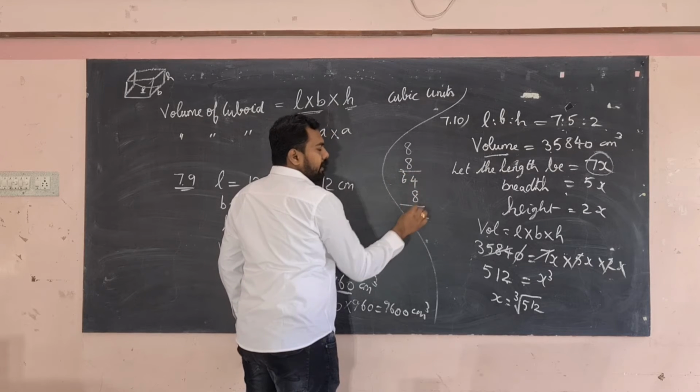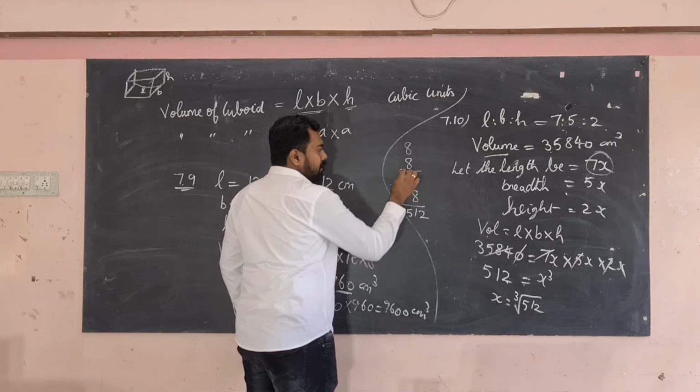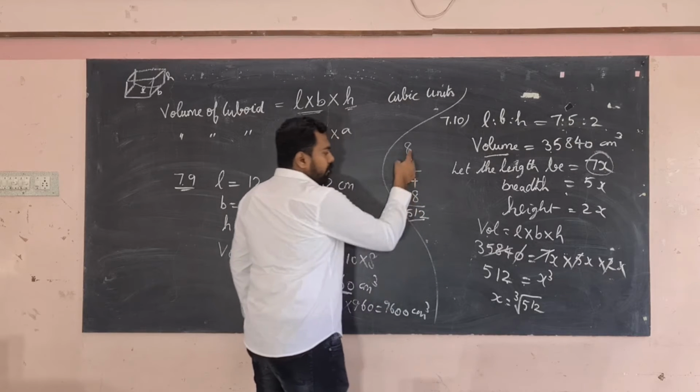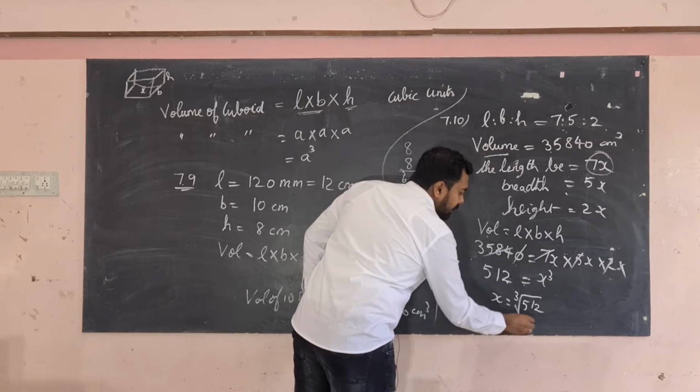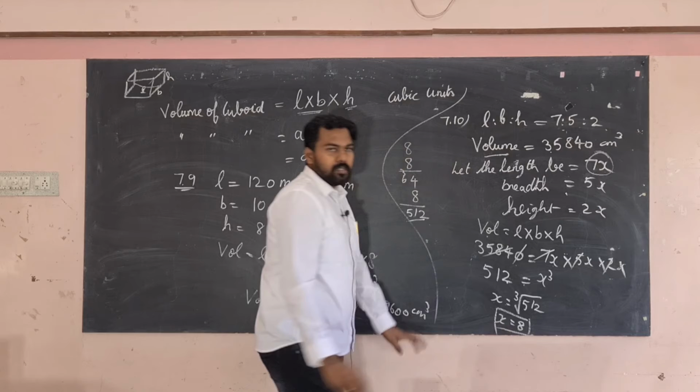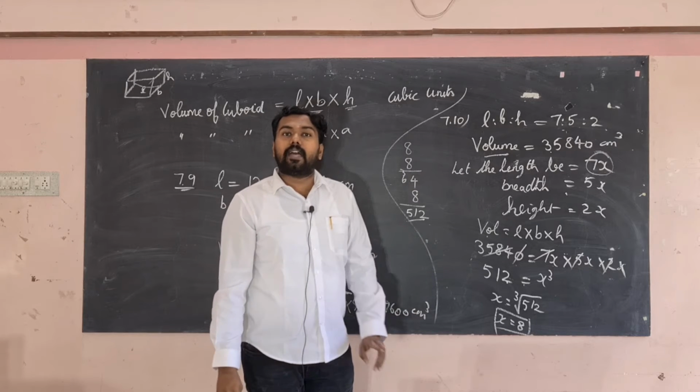3 6 into 8 is 48. 48 plus 3 is 512. So cube root of 512 is 8. So x is 8. உங்களுக்கு இதோட ஆன்சர் முடிஞ்சுதான்னா இல்லை, they have asked for dimensions.